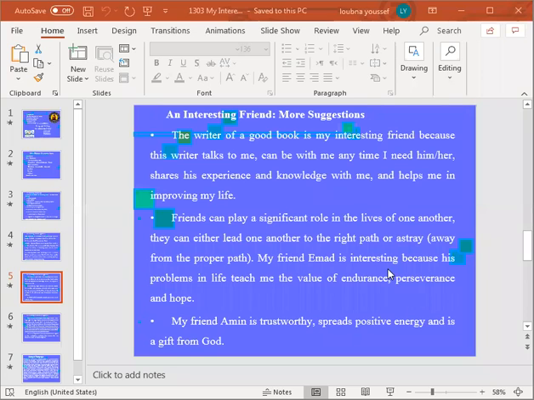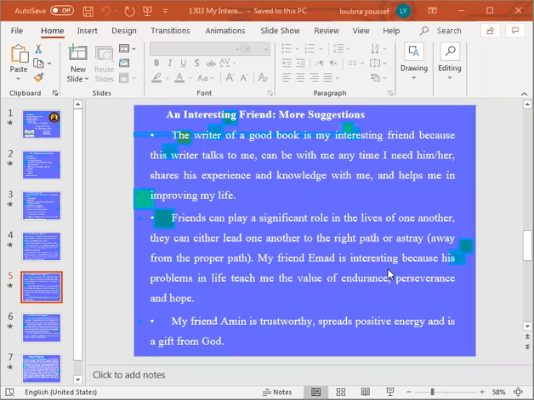Now, in this topic sentence, the writer has identified the name of his interesting friend, Mr. Ahmed, and provided evidence and support for why Ahmed is an interesting friend. Number 1, because his problems in life teach me the value of endurance. Number 2, teach me the value of perseverance. Number 3, give me hope.